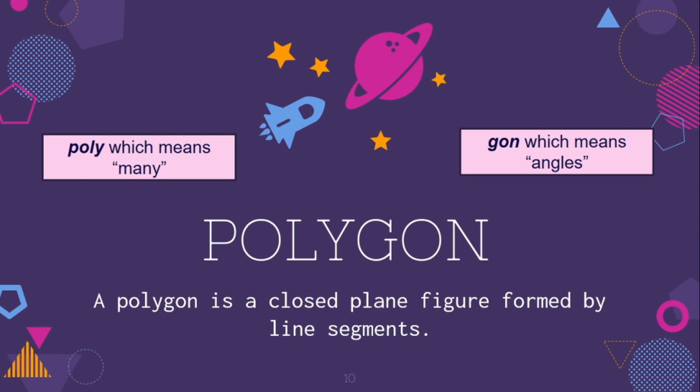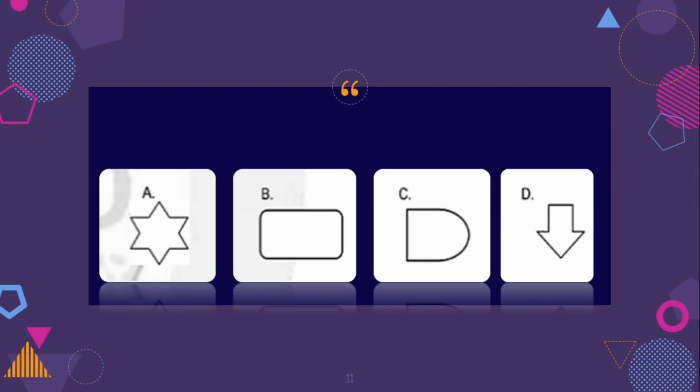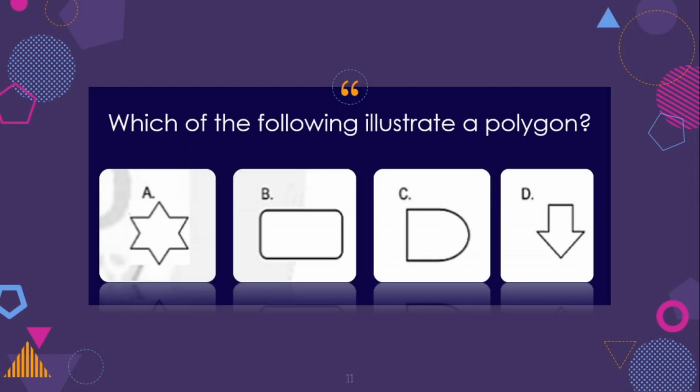Now, sabi bakit many angles? Polygon, many angles. Because pag nagkaroon tayo ng line segments and nag-close siya, para nagdikit-dikit siya together, para magkaroon tayo ng closed plane figure, di ba magkakaroon tayo ng many angles from these line segments? Okay? So, balikan natin yung kanina na illustrations. And we have here A and D as our polygons.